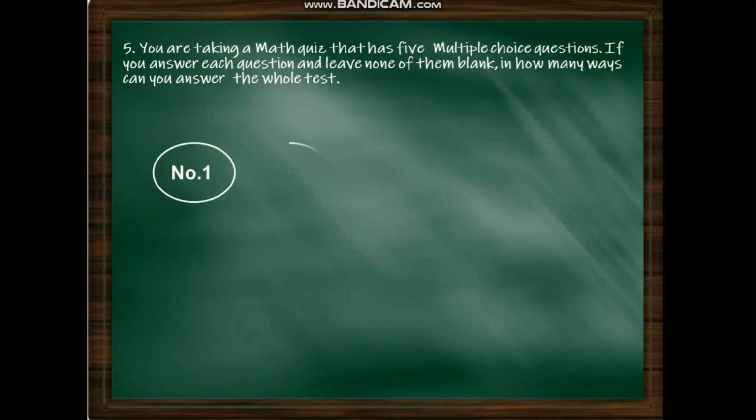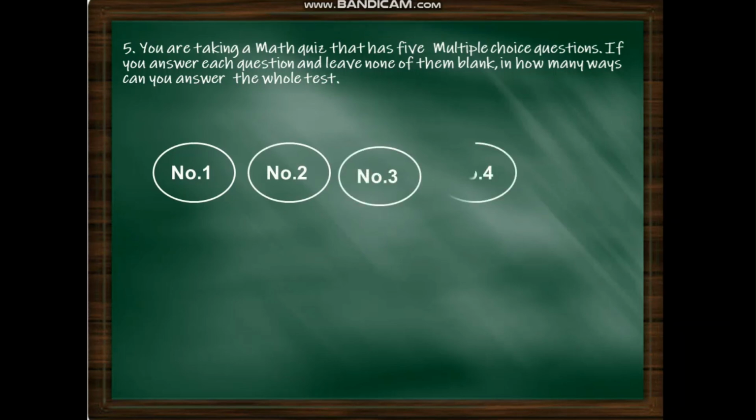Kunyari, ito yung question number 1. We have question number 2. We have the question number 3. We have the question number 4. And question number 5. Ano po ba yung choices ng question number 1 to question number 5? Di po ba, we have the choices are A, B, C, and D.